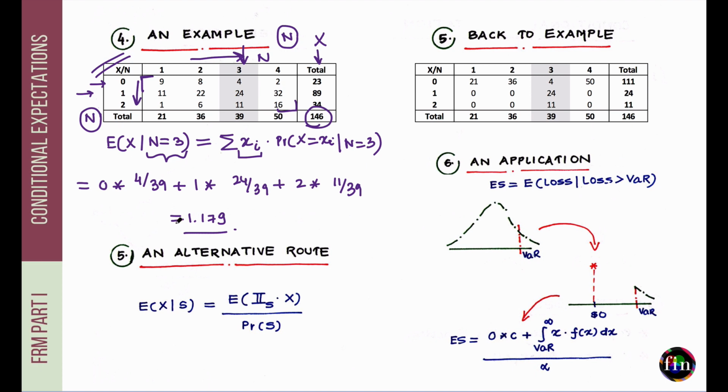For the applications that we will encounter in FRM Part 1 and Part 2, let's devise an alternative route of computing a conditional expectation. The route which we have right now was to compute it the same way as we do for a simple expectation, but just switching the probability from unconditional to conditional. In this alternative route, we will compute this conditional expectation as a three-step procedure.